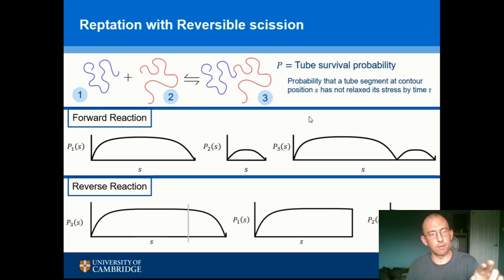So the idea is that if you have chains 1 and 2 combining together to make chain 3, or the reverse process, chain 3 breaking apart to make chains 1 and 2, if you know the tube survival profile, right, the distribution of surviving, unrelaxed tube segments in the reactant chain, you can figure out the distribution of surviving tube segments in the product chains.